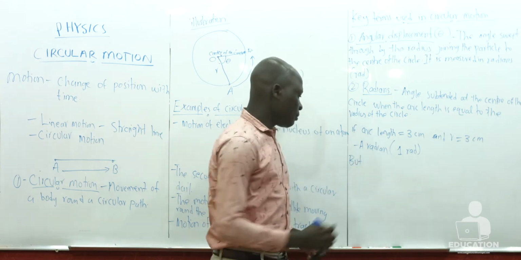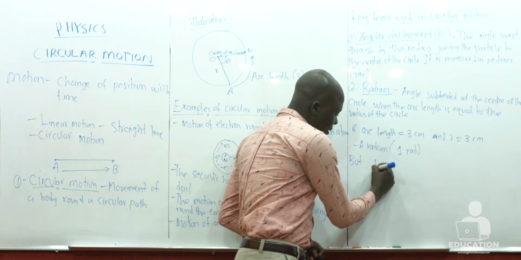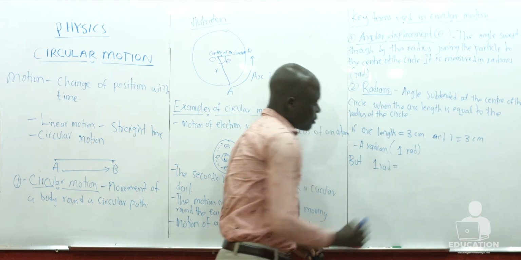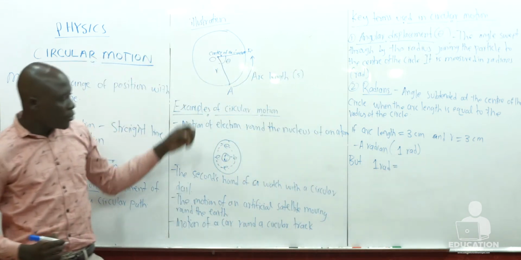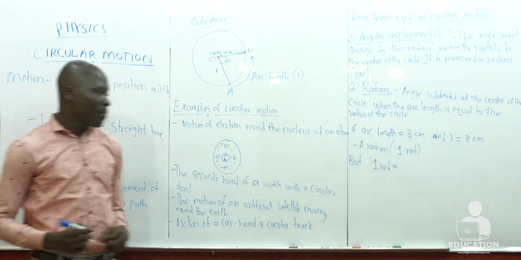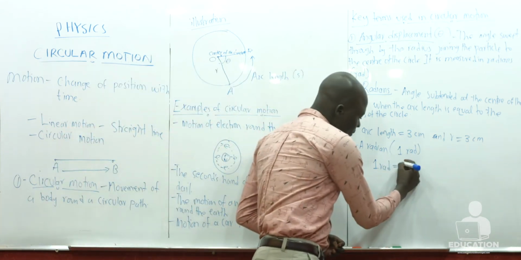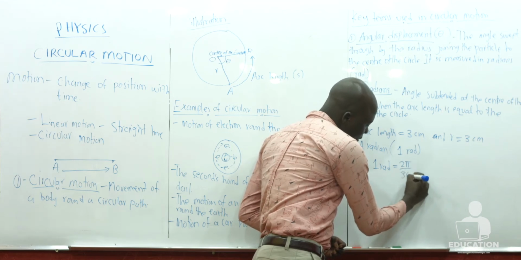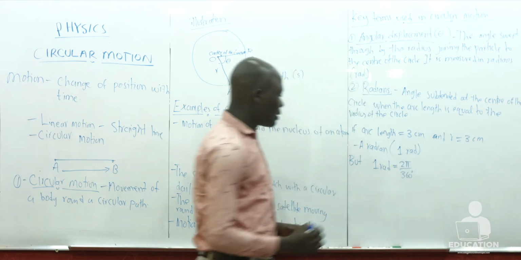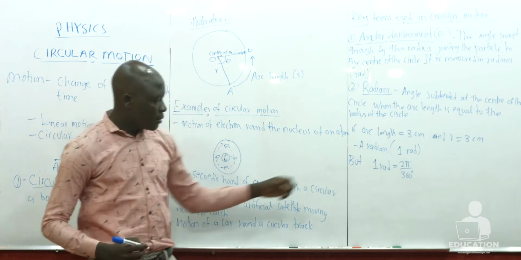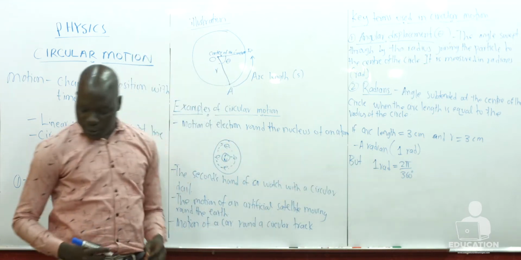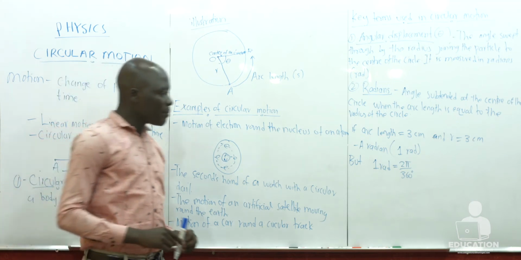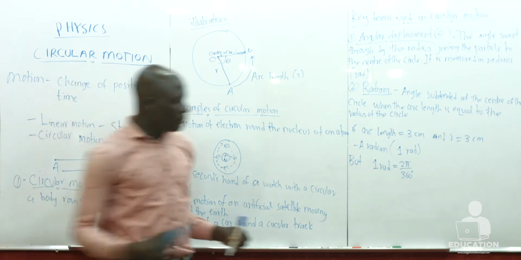But what is 1 rad? How do we get 1 rad? We say 1 rad can be got by 2 pi divided by 360 degrees. 1 rad is equal to 2 pi divided by 360 degrees. Sorry.